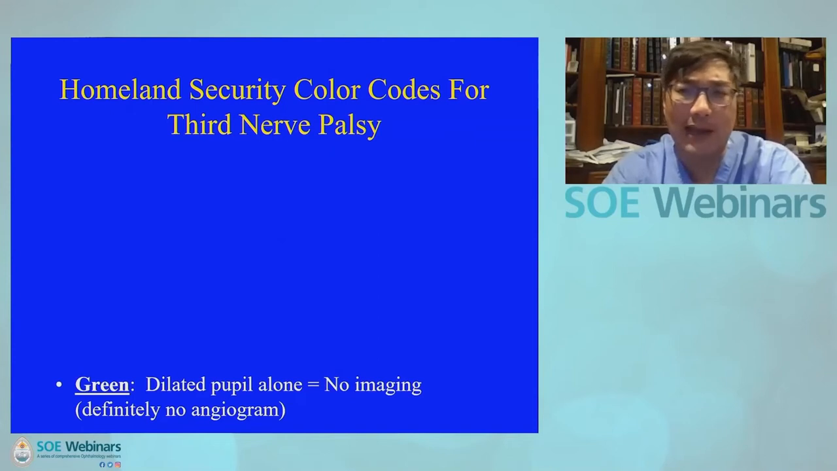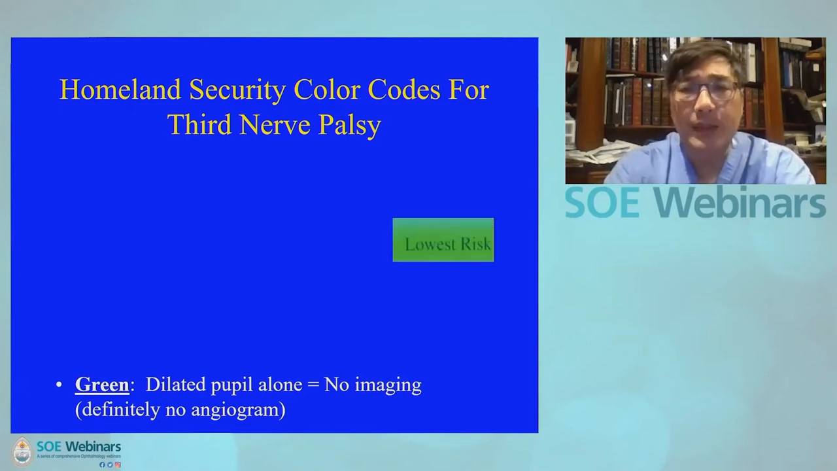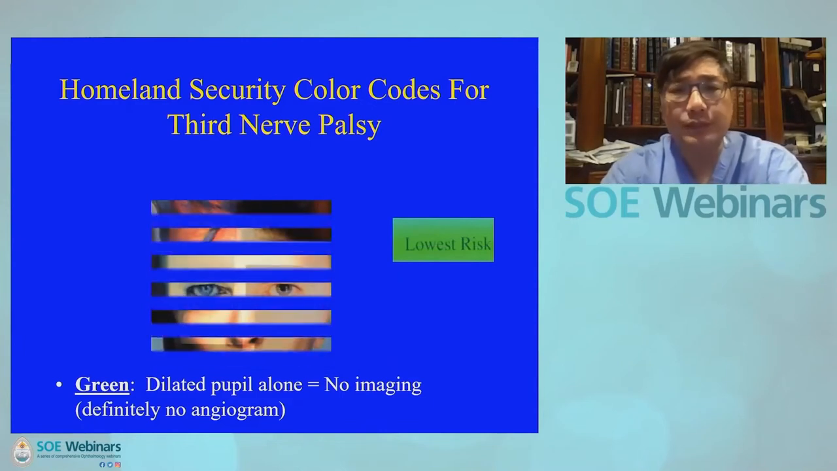Those are more likely to be an Adie's tonic pupil or pharmacologic dilation. And for the ptosis, it's much more likely to be a benign form like levator dehiscence or myasthenia. Those are the lowest risks.